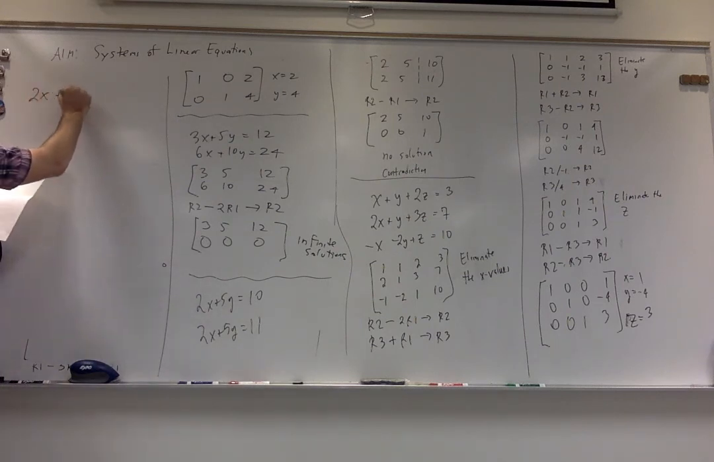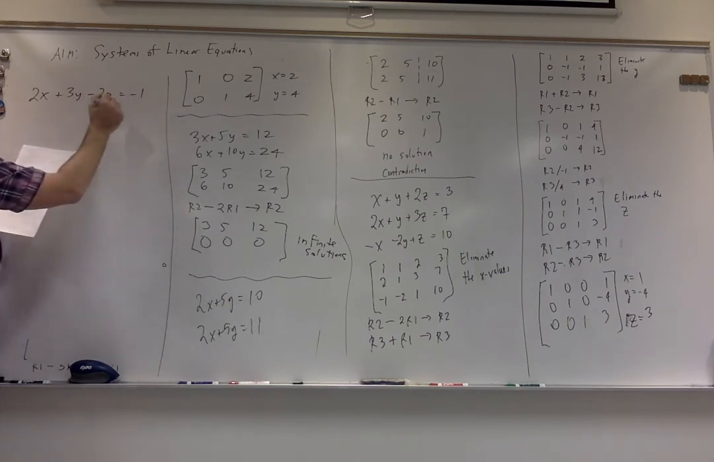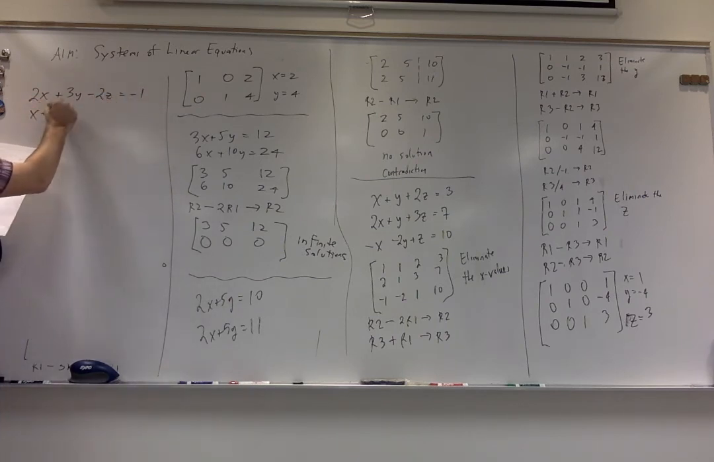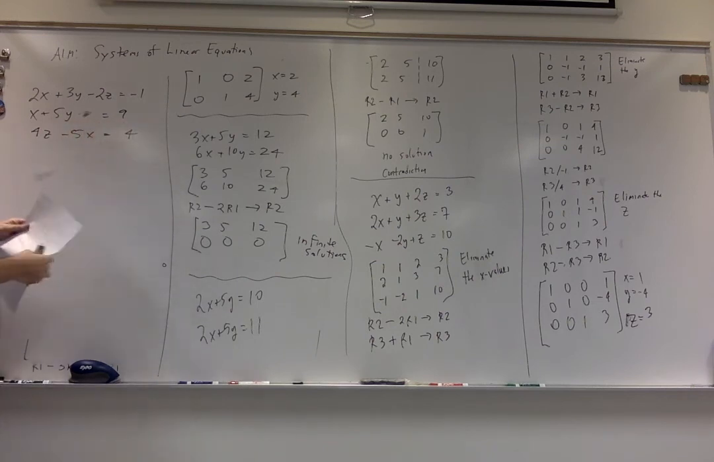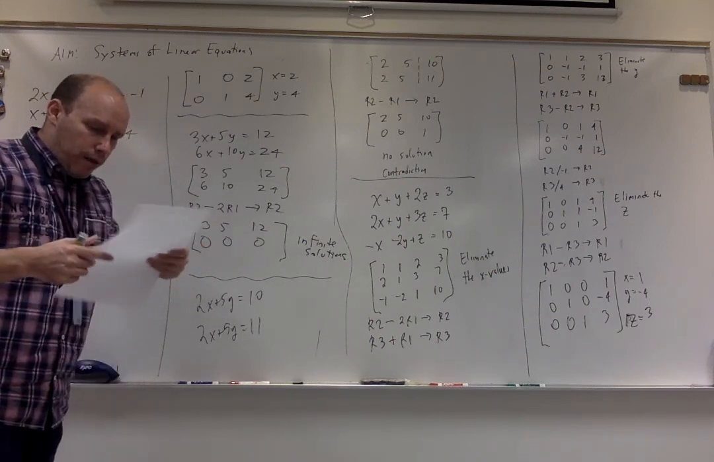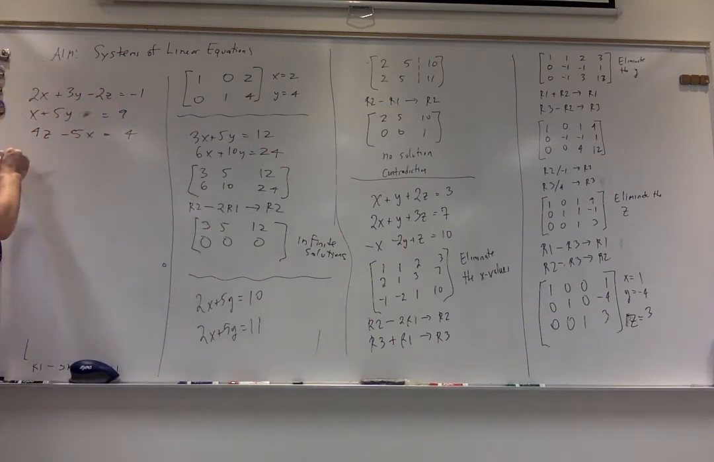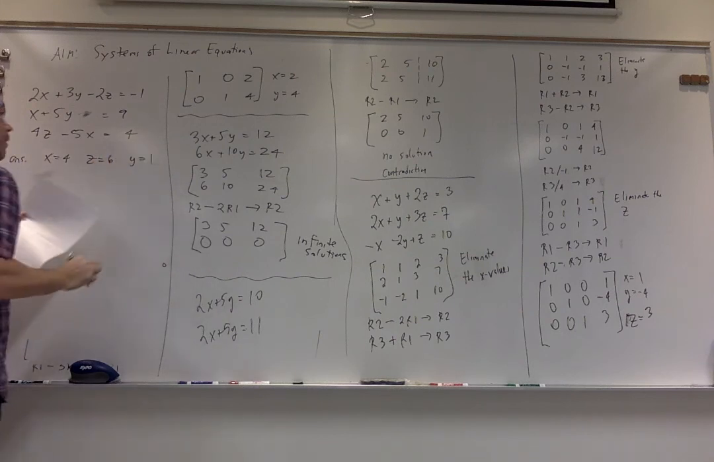2x plus 3y minus 2z equals negative 1. X plus 5y equals 9. And 4z minus 5x equals 4. I've thrown in a couple of tricks here. I want you to think about it. The answer is x equals 4, z equals 6, and y equals 1.